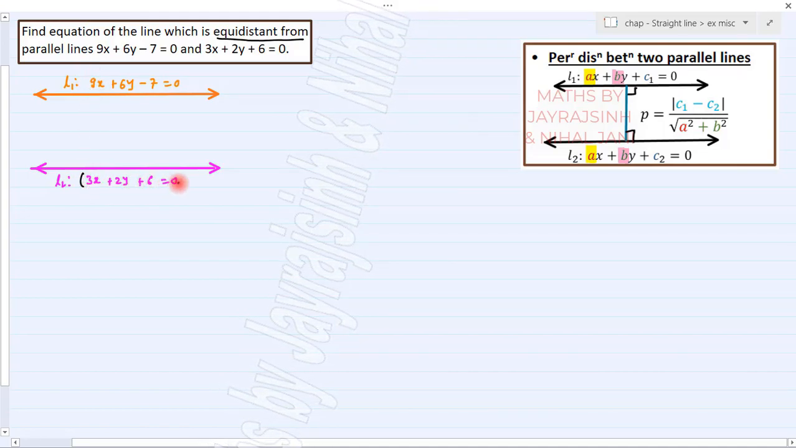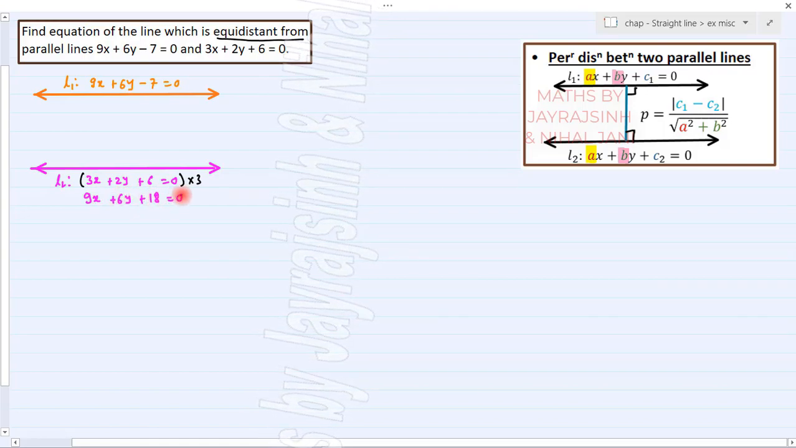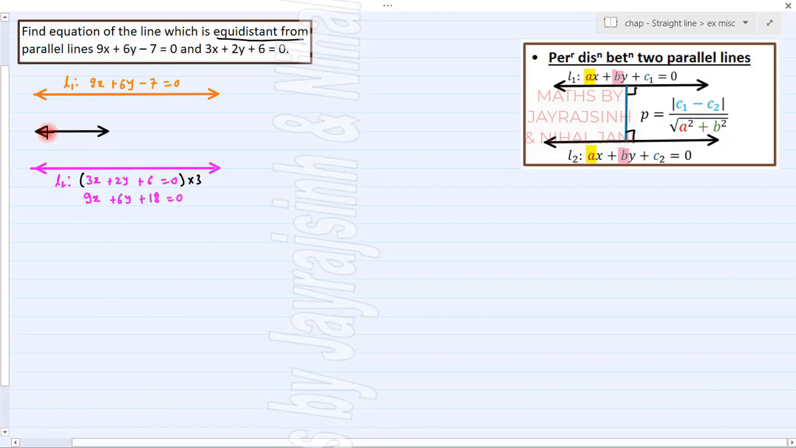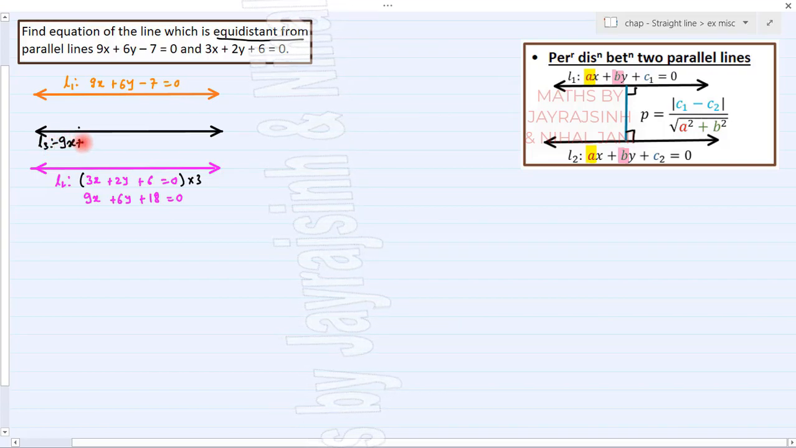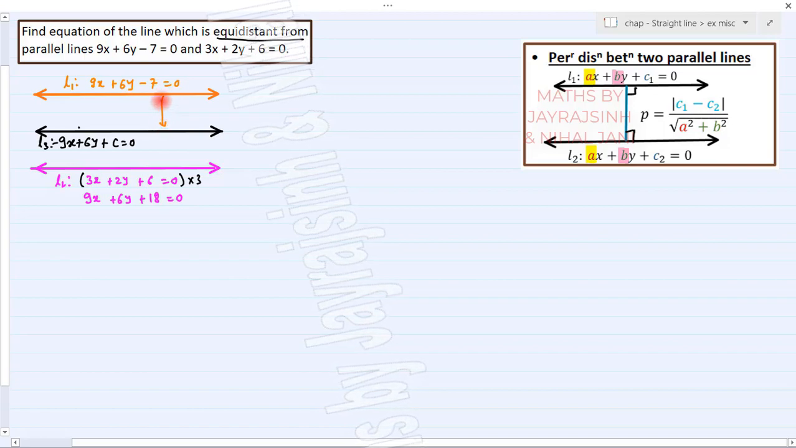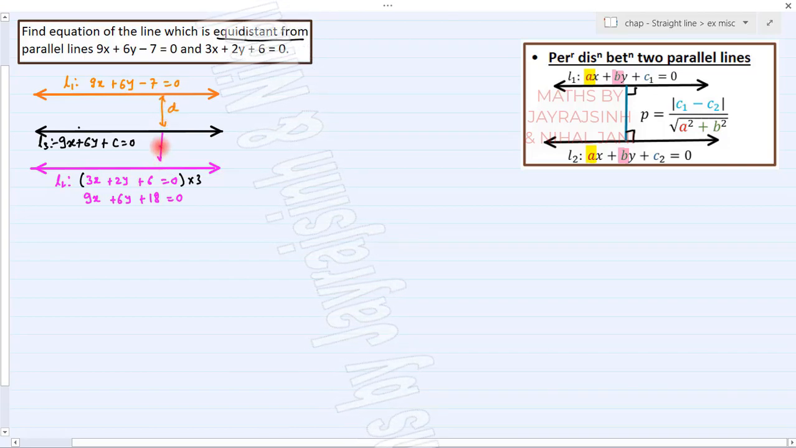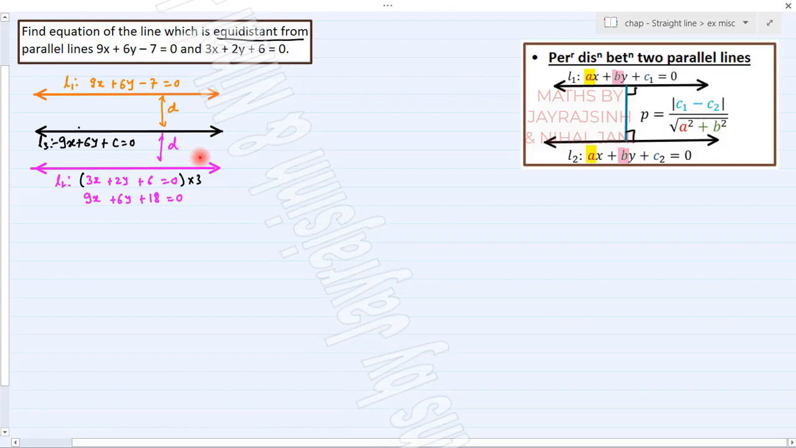So to satisfy our condition, we have to multiply the whole equation by 3. So your equation will become 9x plus 6y plus 18 is equal to 0. Now, we have to find a line which is parallel to these two lines. So its general equation must be 9x plus 6y plus c is equal to 0, and which is equidistant from these two lines. So let's find out the perpendicular distance between them and compare it.